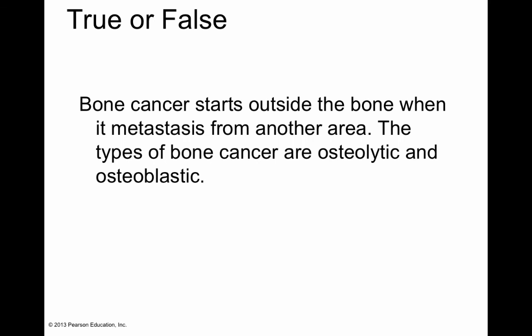So metastatic bone cancer starts outside the bone, as a metastasis from another area. The types of bone cancer are osteolytic and osteoblastic. And this would be false, that bone cancer originates inside the bone, right? It's the metastatic bone cancer that originates outside.